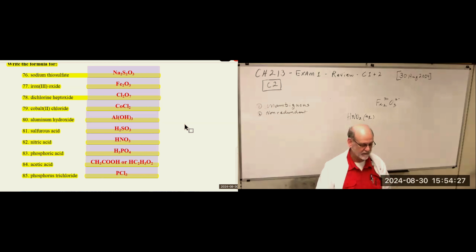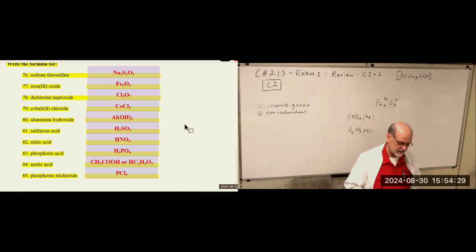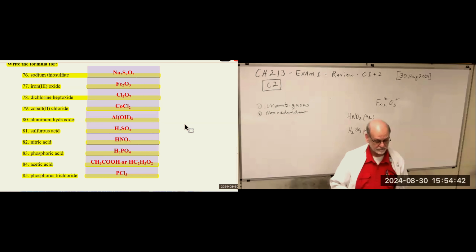Nitric acid, same thing. NO3 is nitrate, the -ate becomes -ic, nitric acid. Phosphoric acid, PO4 is the phosphate, and it's a 3- charge, so you need 3 hydrogens with it.